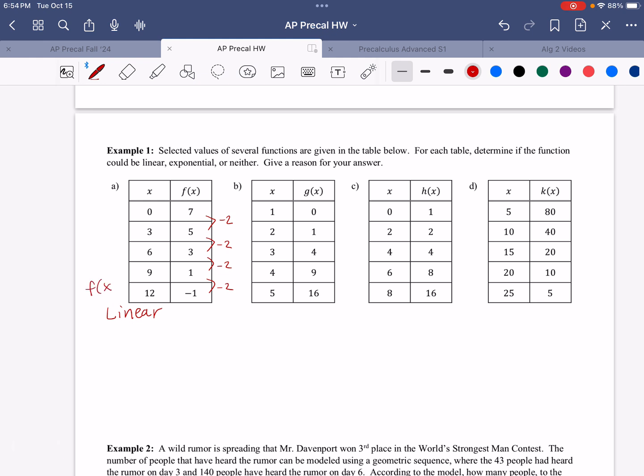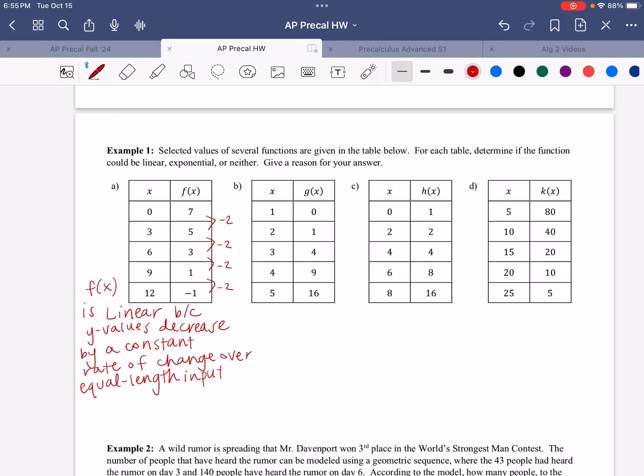So let's give a better answer here. f of x is linear because the y values decrease by a constant rate of change, and we could be really specific and say over equal length input value intervals.